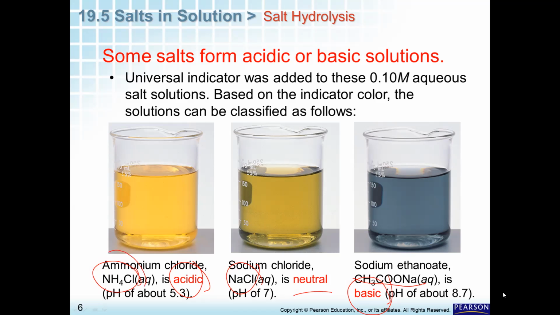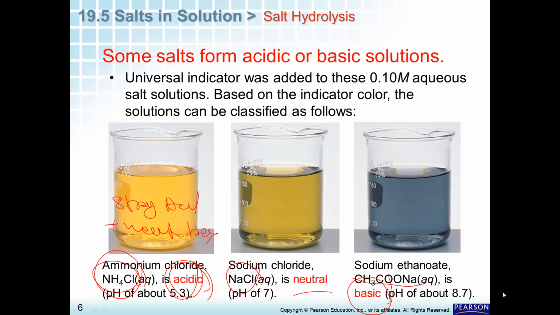But this one here, as I showed you in the previous slide, ammonium chloride is formed from ammonia and hydrochloric acid. Now, what is ammonia? It's a weak base. And what is the acid? Hydrochloric acid, a strong acid. So this is coming from a strong acid with a weak base. And that's why it is acidic.